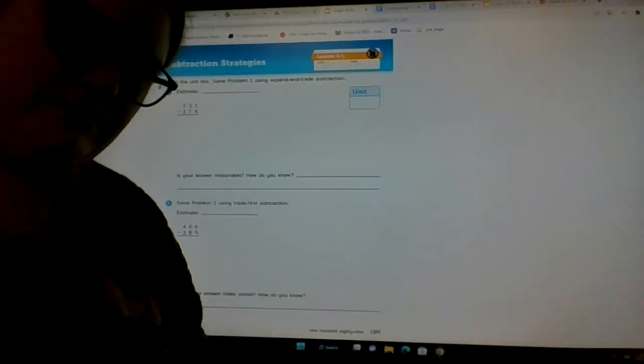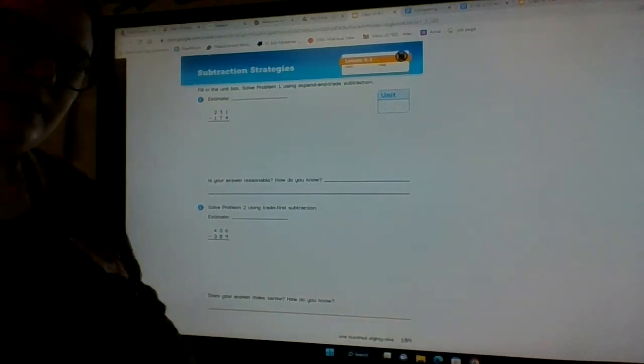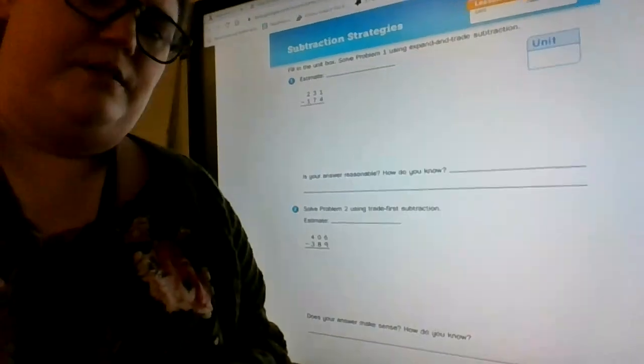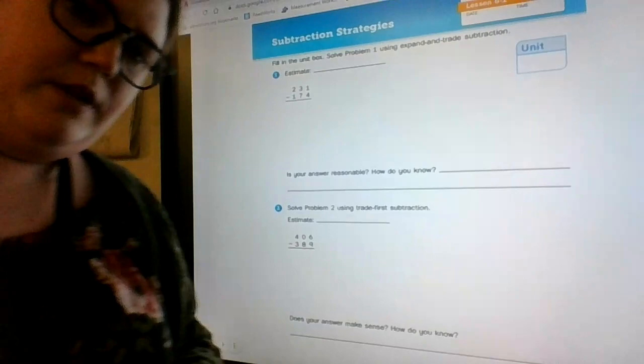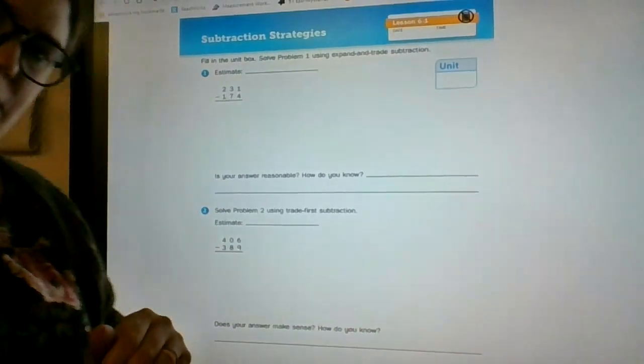Hoping if I turn that light, maybe it's a little bit better. I'm not sure if that's easier for you to read at home. Okay, adjust a little bit.